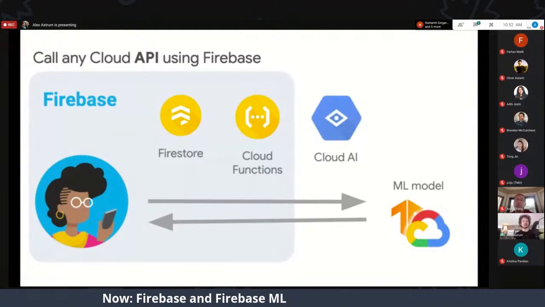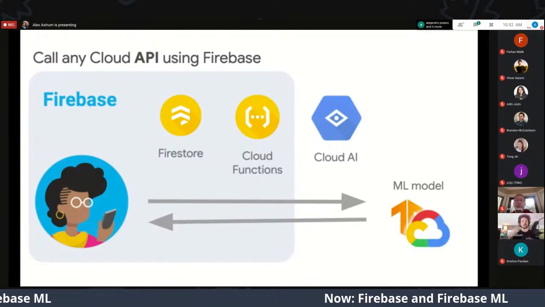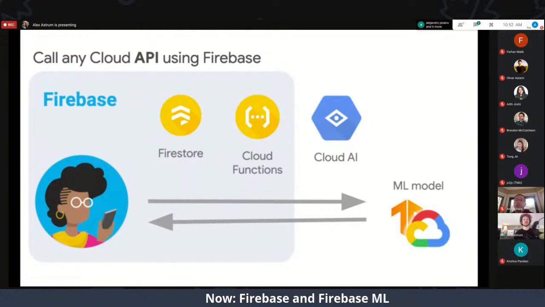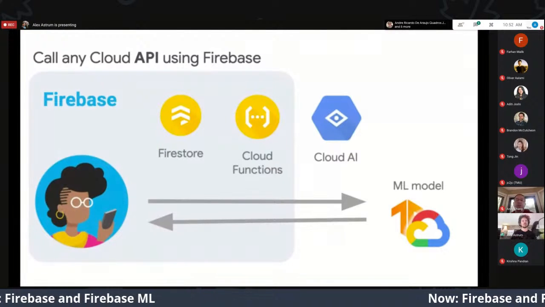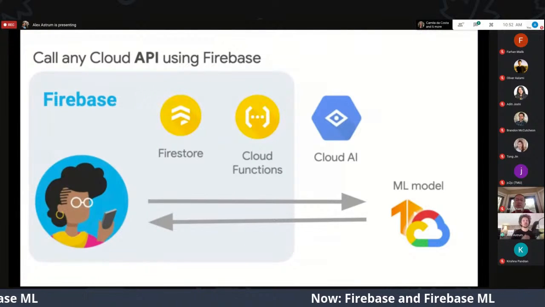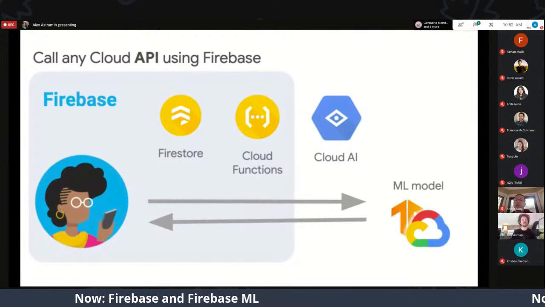Probably the only thing here to keep in mind is that you'll need to enable and configure the Cloud AI APIs separately. So once you've configured the Firebase portion, you'll also need to configure the Cloud AI API. But once you've done this, it should be very straightforward.